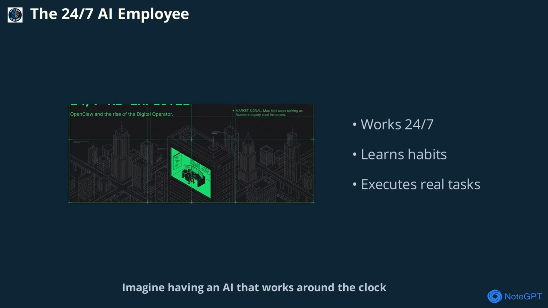Imagine having an AI that works around the clock, not just answering questions but actively managing tasks and learning your habits. This digital operator goes far beyond the traditional chatbot. It remembers context, adapts to your routines, and proactively executes real-world tasks. Whether it's scheduling meetings, automating purchases, or monitoring your business operations, this AI becomes an indispensable part of your daily workflow. The rise of these digital operators is already influencing hardware trends, with devices like the Mac Mini seeing increased demand as more people deploy local AI instances.